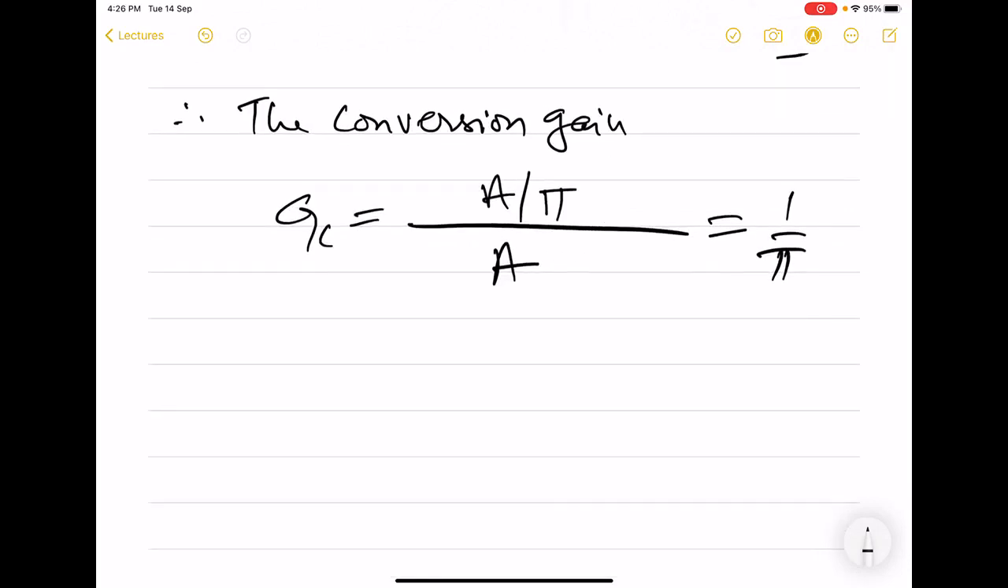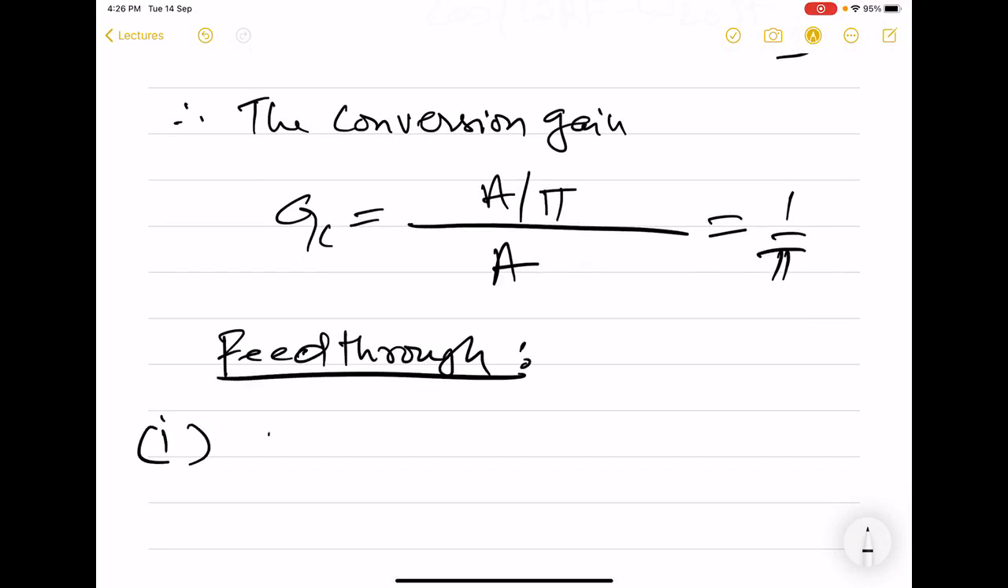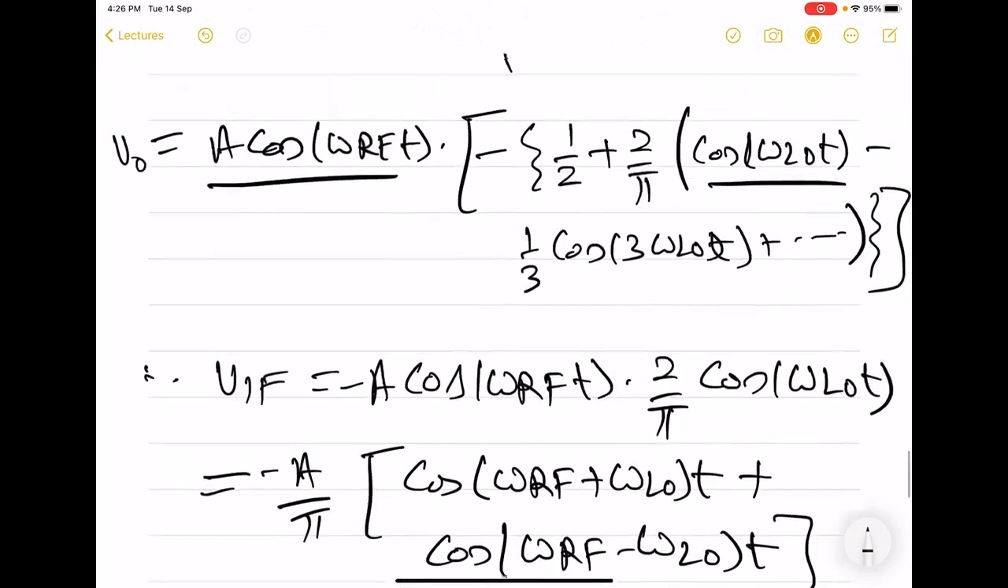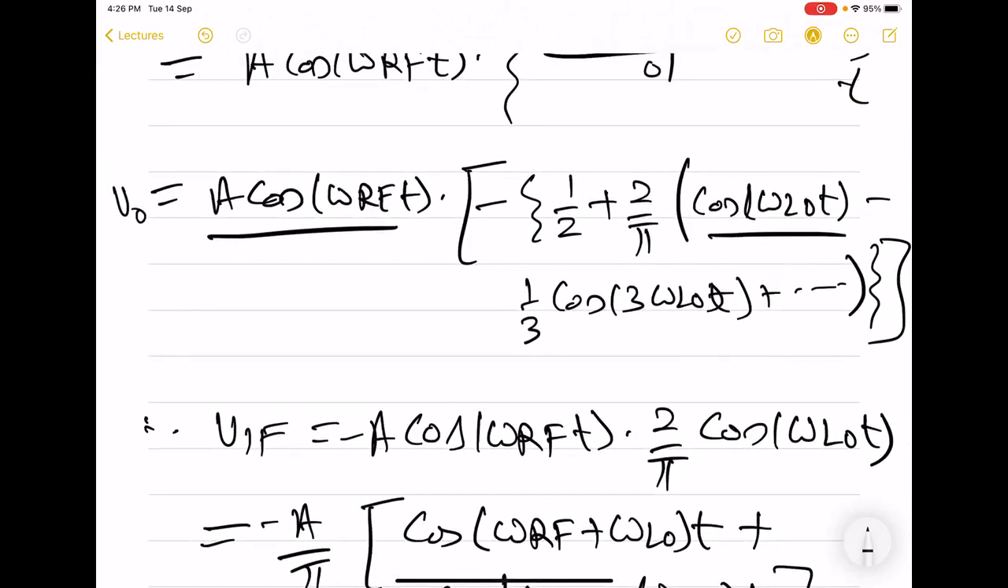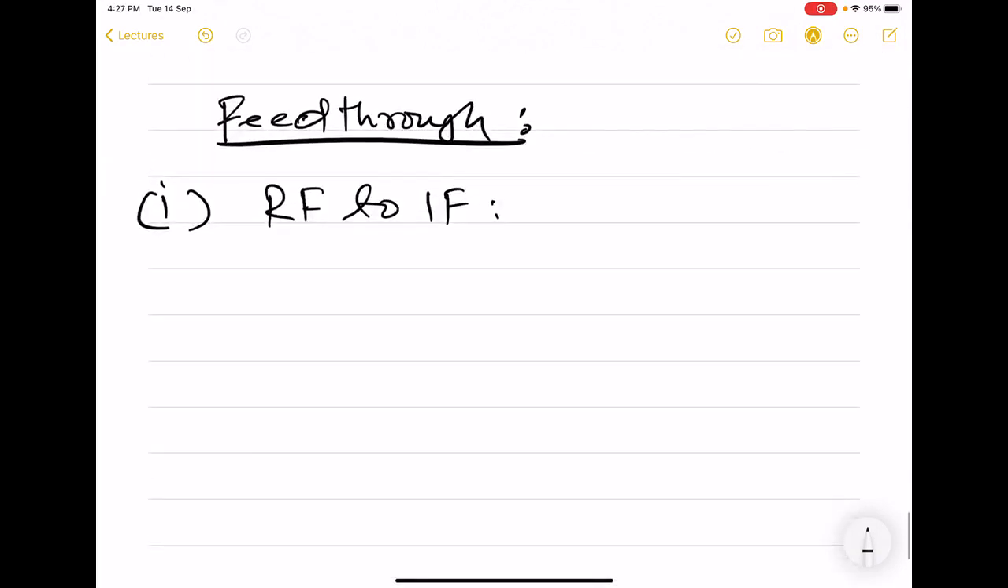Now, what about the feedthrough? So first is RF to IF. So we see that RF to IF will be present. This is RF, and it is able to reach the output because of this DC. So in the output, we will see that the A by 2 cos RF t term will be present. So this is present.